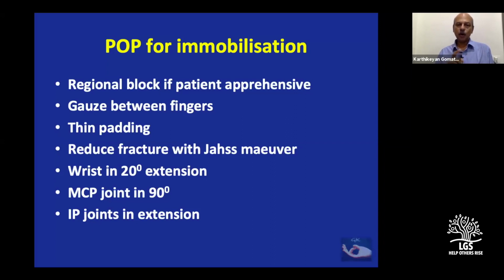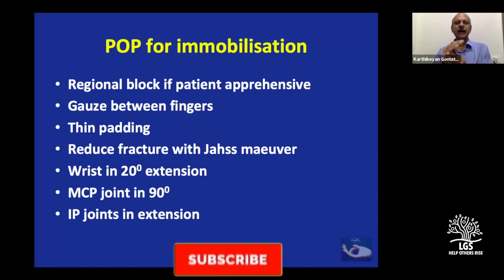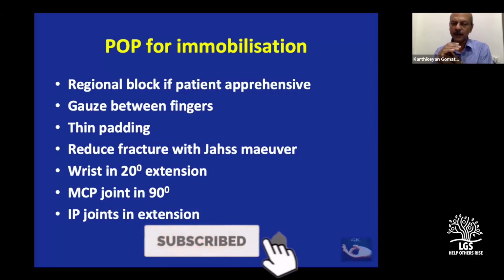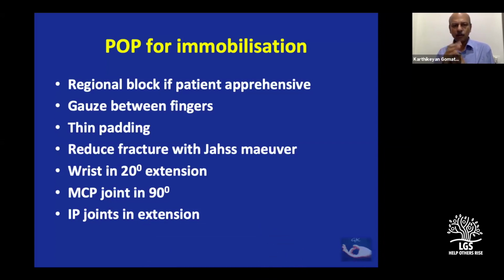Then the POP is applied with the wrist in 20 degrees of extension, MCP joint in 90 degrees of flexion, and the interphalangeal joints in complete extension. Some methods leave the interphalangeal joints free for movement, but the movement here causes some amount of strain on the fracture line when these extensors and flexors are moving. So it is better to immobilize completely the wrist, MCP joints and IP joints.